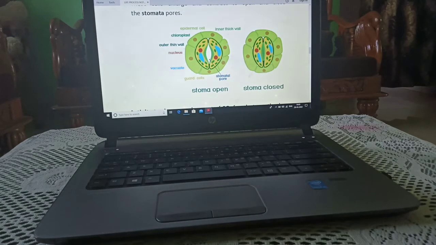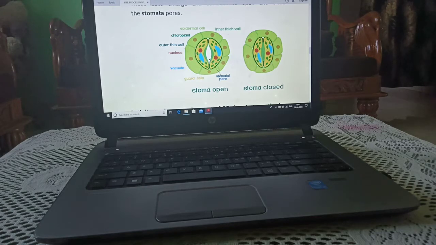Now we will talk about the stomata structure. In between you can see this is the stomata. Surrounding it, particular cells are present. They are known as the guard cells, green colored cells. Guard cells are surrounded by other cells known as the epidermal cells. In the guard cell, the green colored structures, as you can see, are the chloroplasts and the red one is the nucleus.